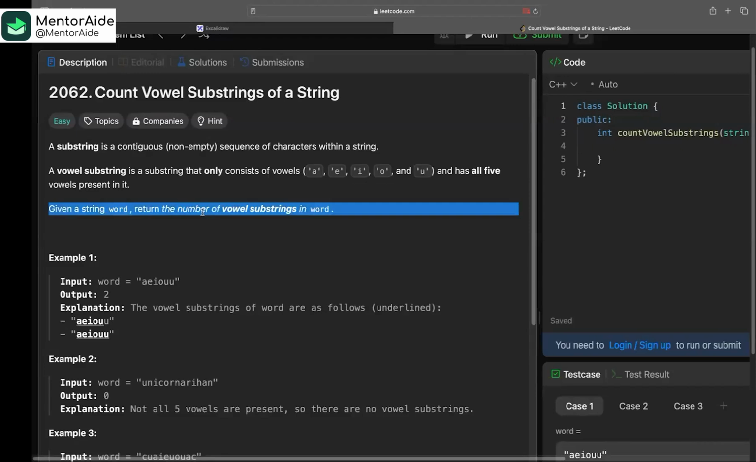Anyone else? Think about how we can use the sliding window here. We need to find out all the substrings that only contain vowels, nothing else. Basically, the substring should only contain A, E, I, O, U, nothing else. They can have multiple A's, multiple E's, multiple U's. That is fine, but not anything else except A, E, I, O, U. And we need to find out how many substrings there are in a given string. Think about how we can use the sliding window here.